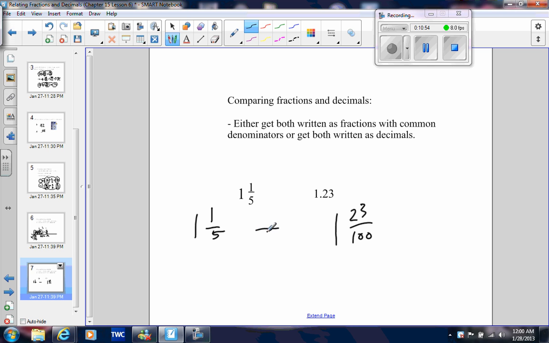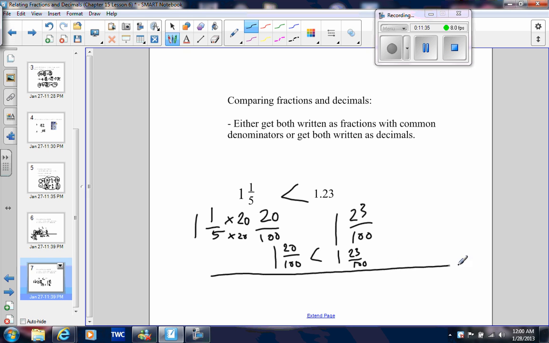So if I would like that to be 100, again, I'll take this times 20. 5 times 20 will give me 100. If I do it to the bottom, I have to do it to the top. 1 times 20 is 20. So I have 1 and 20/100ths, and that's less than 1 and 23/100ths. So again, this one is just a little bit greater. If it was money, it would only be 3 cents more than this one. This would be $1.20. This would be $1.23.